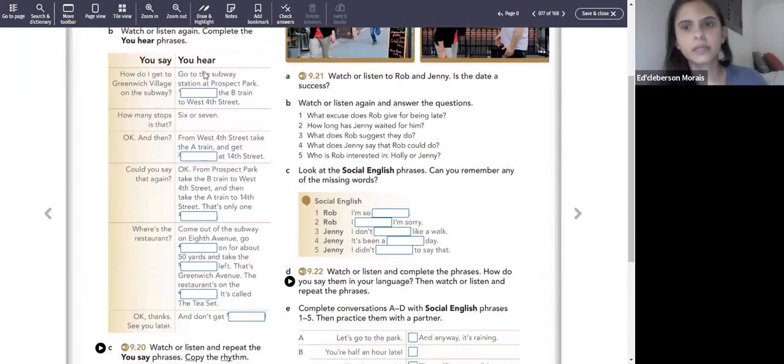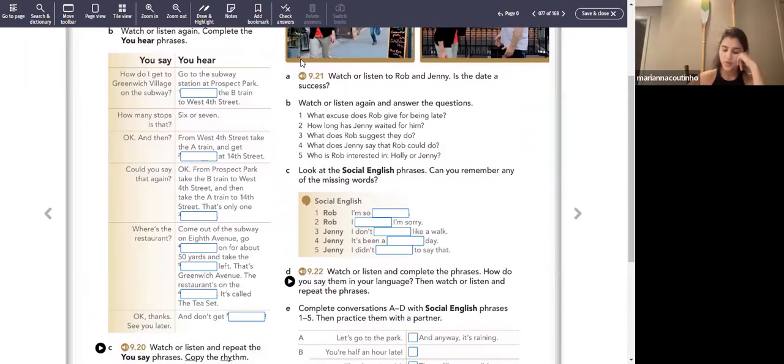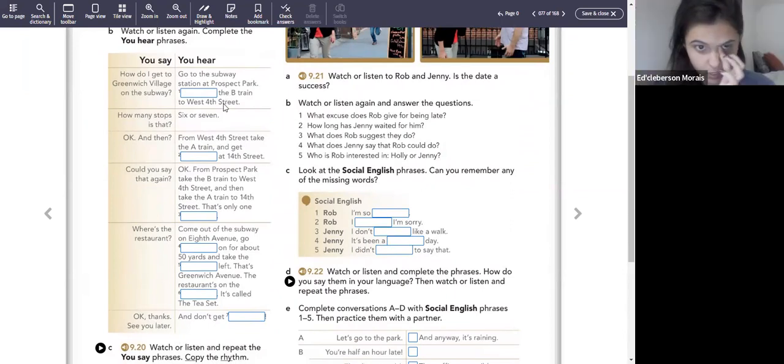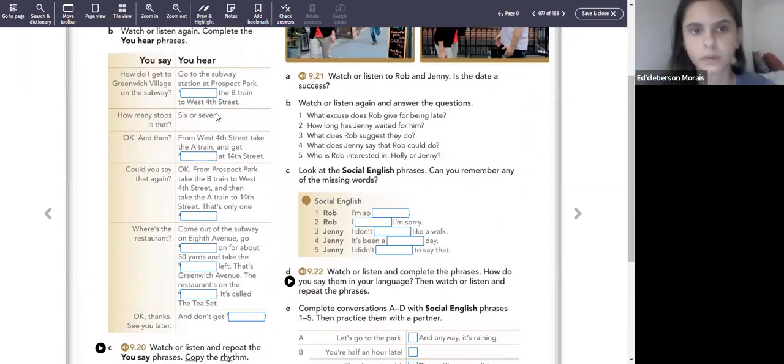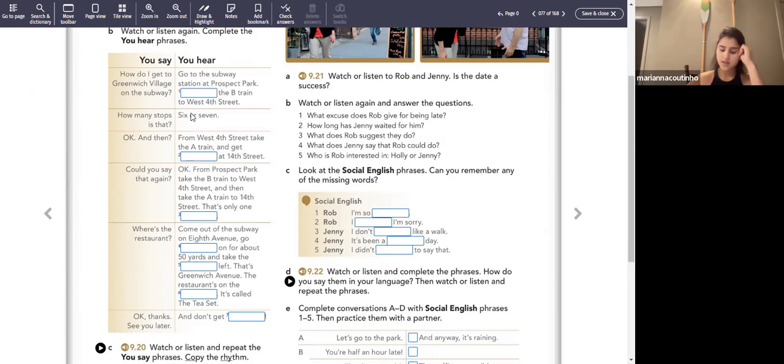So Matt, please read for me. Mari, how do I get to Greenwich Village on the subway? Go to the subway station at Prospect Park. The B train. Line. Let's listen again, okay? I would like you to read all the sentences. Don't worry. Okay? Next one. How many stops is that? 6 or 7?